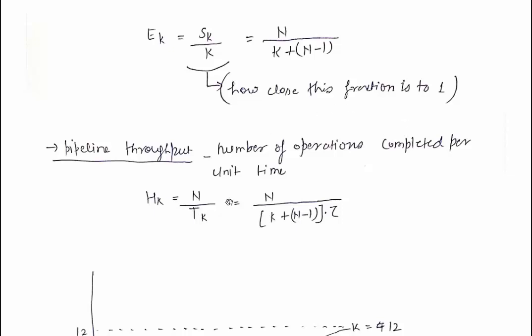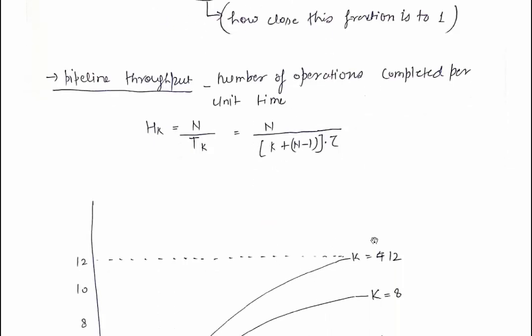You can also evaluate pipeline throughput. Throughput is the number of operations completed per unit time. You must have studied it in another subject, that is operating system, so here we are using it in terms of pipeline. So pipeline throughput is the number of operations completed per unit of time. The number of operations is n divided by Tk, so n divided by (k plus n minus 1) into tau, the same mathematical expression which we have seen for pipeline execution. So this is your pipeline throughput.